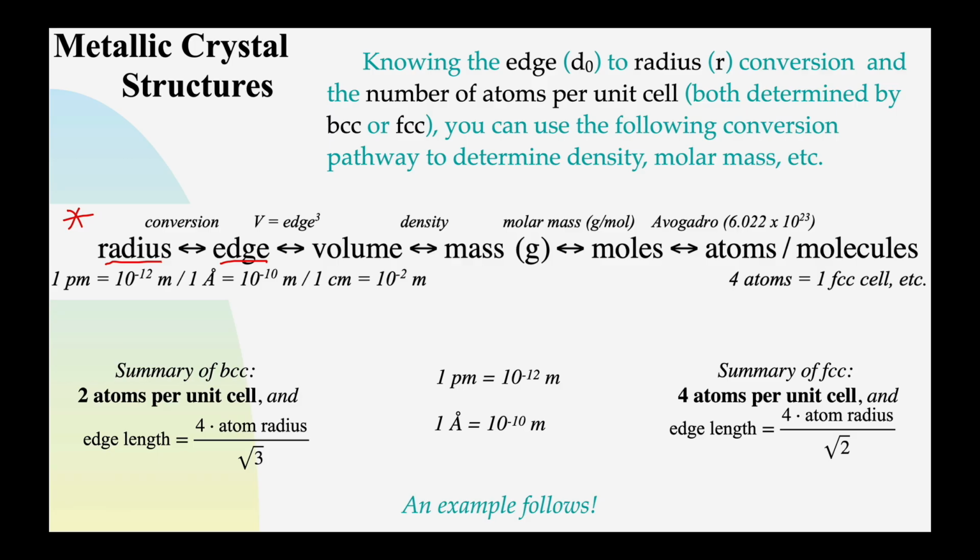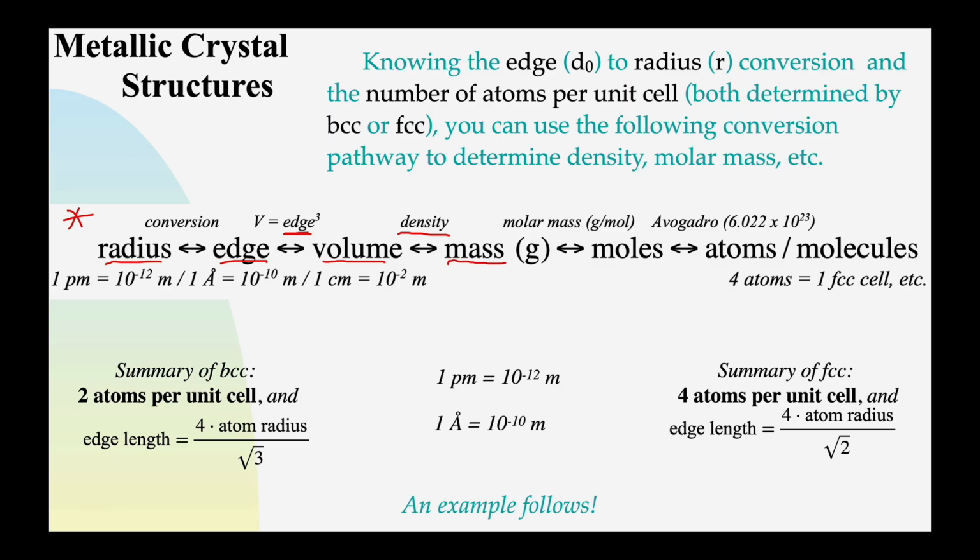And the reason people like knowing the edge is because if you have a cube, length, width, and height are all the same. So if you cube the edge to the third power, that's going to give you the volume of the unit cell. And because these are metals, we can calculate what the density of the metal is. And even though this is going to be a really small volume, we can use that density in order to turn the volume into the mass in the unit cell.